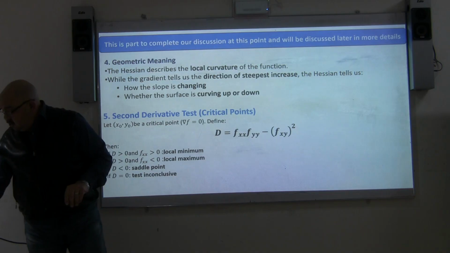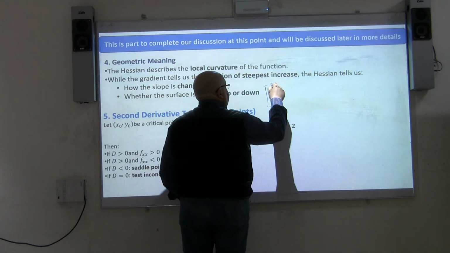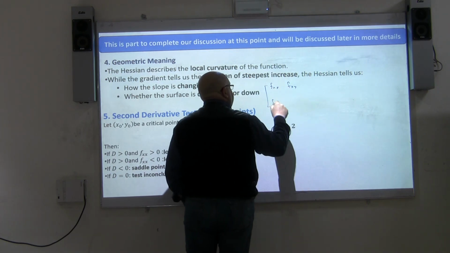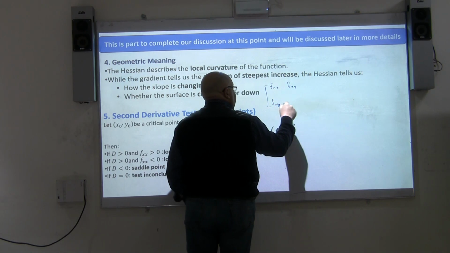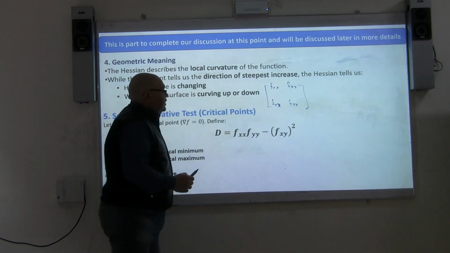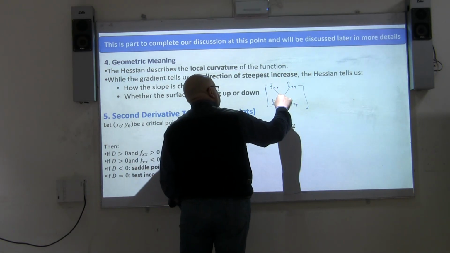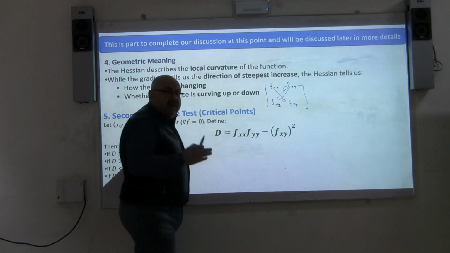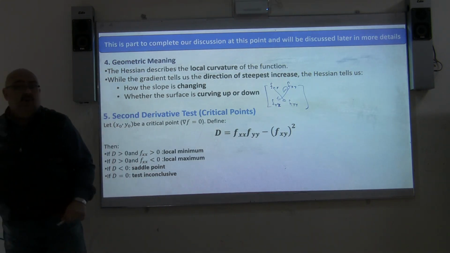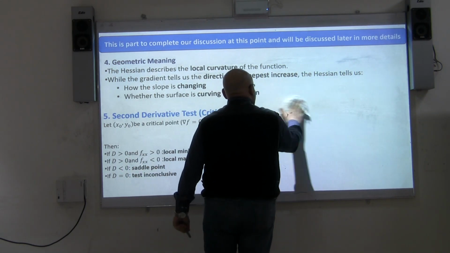If you remember, that's the shape of the Hessian matrix: fxx, fxy, fyx, and fyy. So if you remark, I'm multiplying the elements of the principal diagonal minus the elements of the secondary diagonal, as we use to evaluate the determinant of a two by two matrix, which is going to give you the value of d.